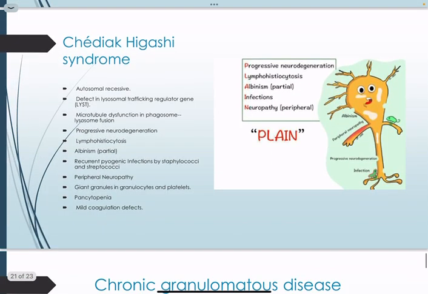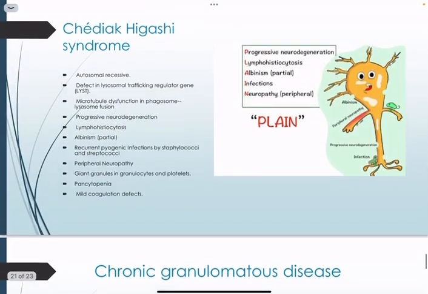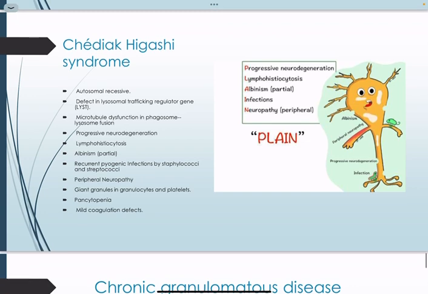Chediak-Higashi syndrome. Have you ever heard of this syndrome? It's an autosomal recessive disorder. Have you ever seen someone who's got albinism? Yes. Okay, so they might have Chediak-Higashi, specifically partial albinism. So Chediak-Higashi is an autosomal recessive disorder.